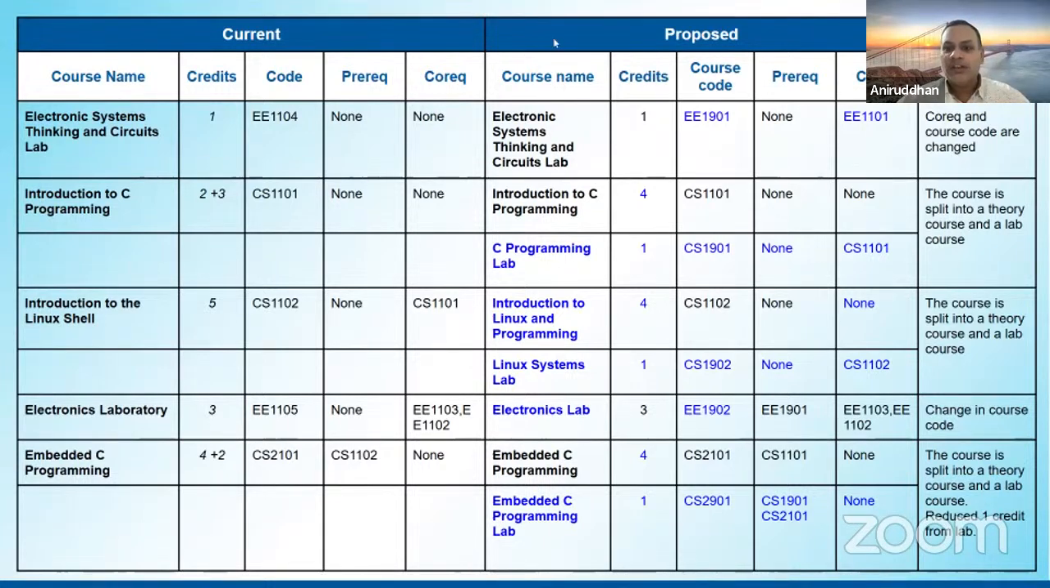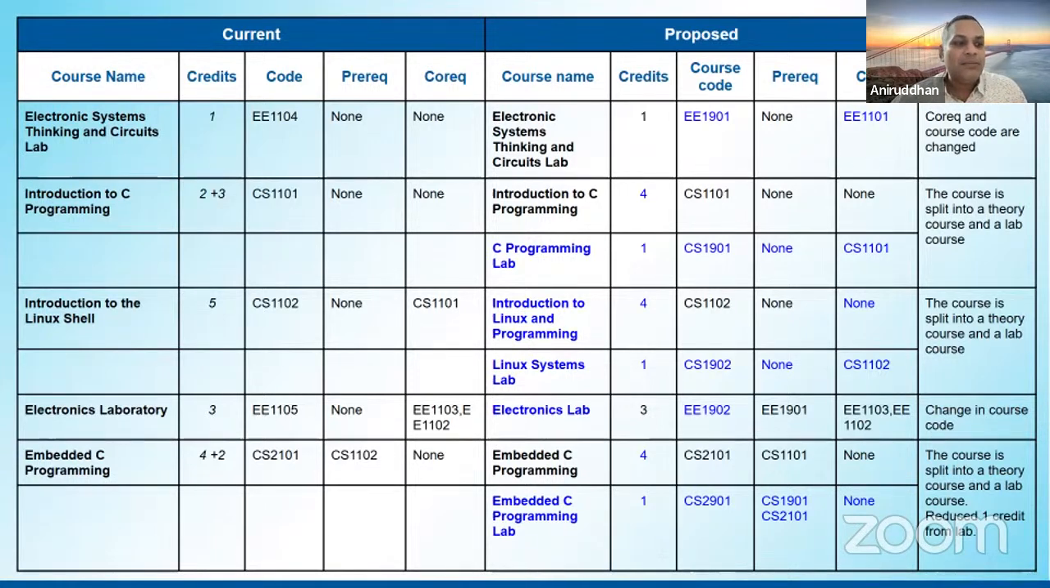The electronics lab course, we have added the course code. Like I told you, everything has something 9 something something, right? So in this case, this course is 1902. As you can see, 1901 is a prerequisite, and 1103 and 1102 are co-requisites. So you will see details like this coming regularly.